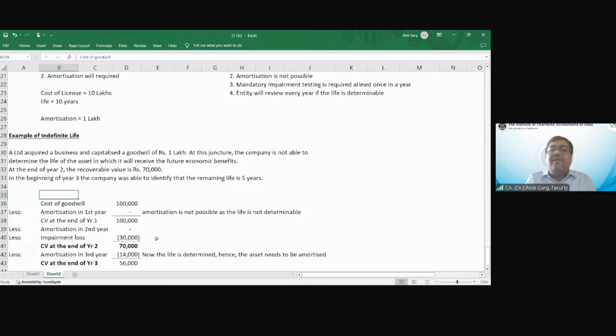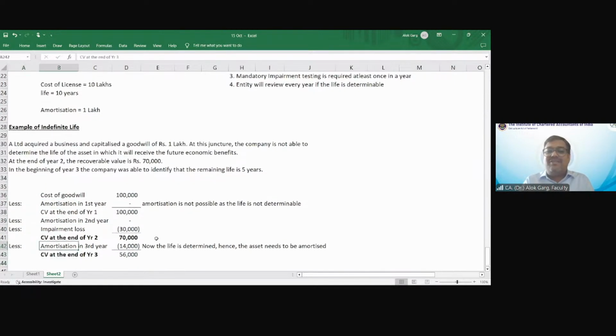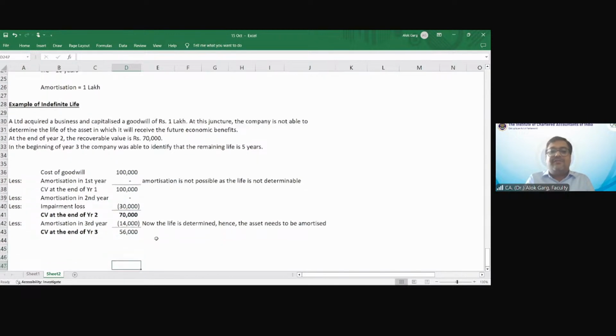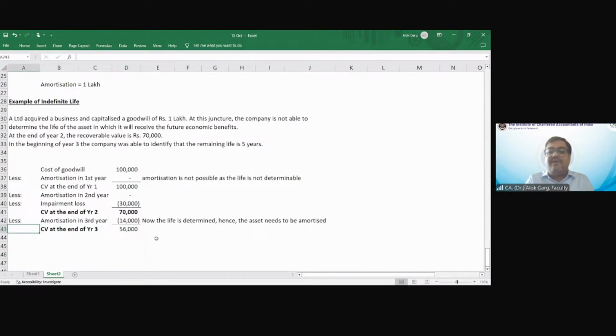In the beginning of year 3, meaning in the closing of year 2, the life is determinable. Now the life has been determined at 5 years. So from the third year, there is amortization. Now that the life is determined, the asset needs to be amortized. So what is the life? 70,000 divided by 5. So 56,000 is the carrying value at the end of the third year.